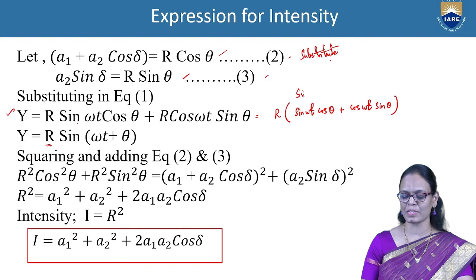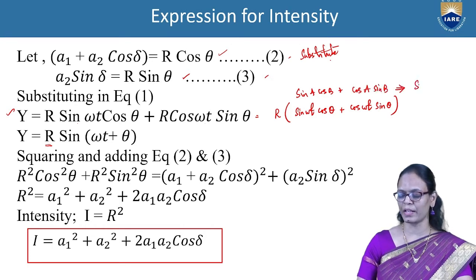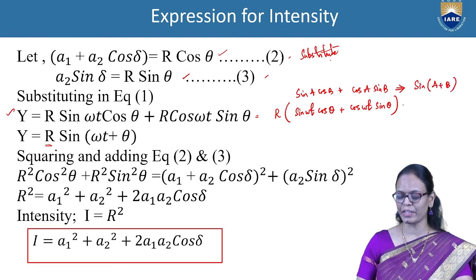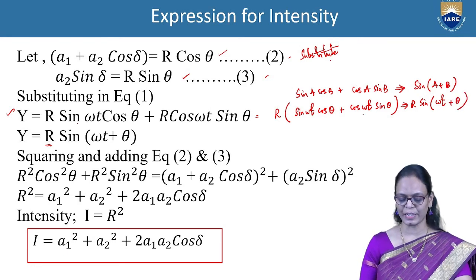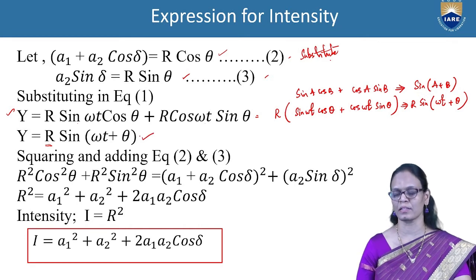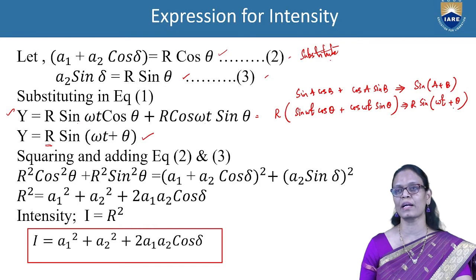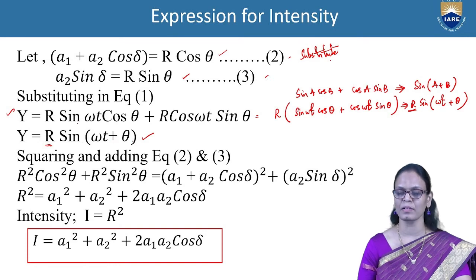Again, this is of the form sin A cos B plus cos A sin B, which can simply be written as sin A plus B. So what I am going to write here is R into sin. What is our A? Omega t. What is our B? Theta. So the whole thing can be written as R sin omega t plus theta because we are identifying the formula: sin A cos B plus cos A sin B is sin A plus B. So we are writing it as sin omega t plus theta. We have the amplitude as R. So y is equal to R sin omega t plus theta.